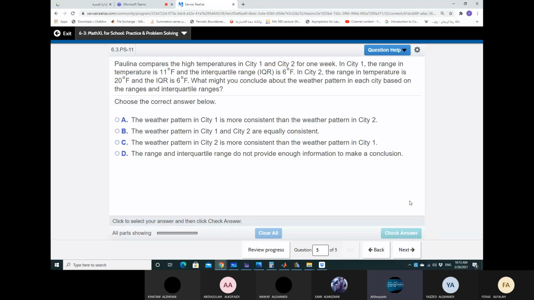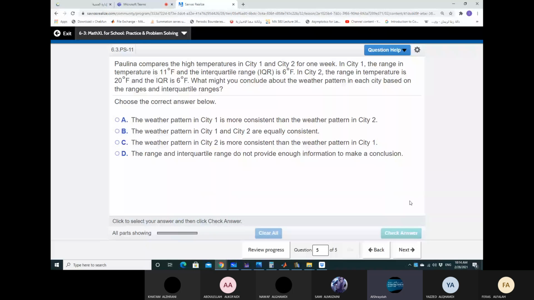Okay, let's check here. Paulina compares the high temperatures in city 1 and city 2 for 1 week. In city 1, the range in temperature is 11 degrees Fahrenheit, and the interquartile range is 6 degrees Fahrenheit. In city 2, the range in temperature is 20 degrees Fahrenheit, and the IQR is 6 degrees Fahrenheit. What might you conclude about the weather pattern in each city based on the ranges and interquartile ranges?